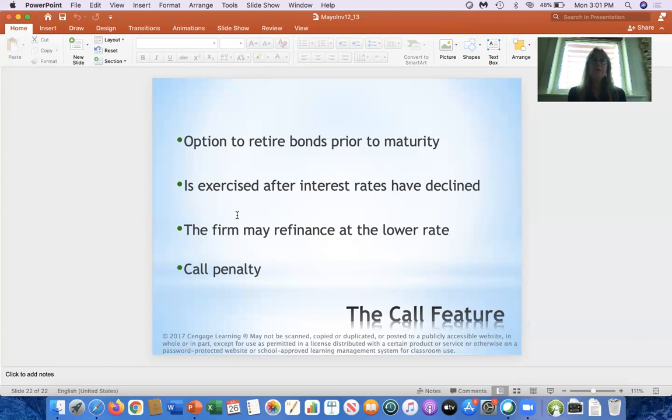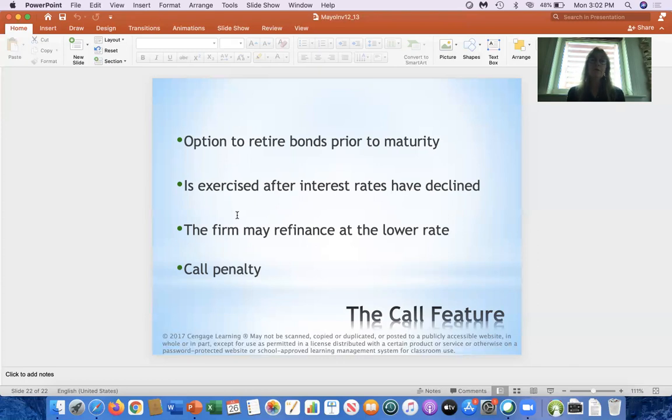So think about this. You're a company, let's say you issued 30-year bonds, and you're paying 8% on these bonds. Now it's 2021, and the market interest rate on corporate bonds is down to, say, 5%. And so you're thinking, well, it makes no sense to continue to pay 8% on these bonds when we can call these bonds in and issue new bonds at 5%. So that's precisely what a call feature is.